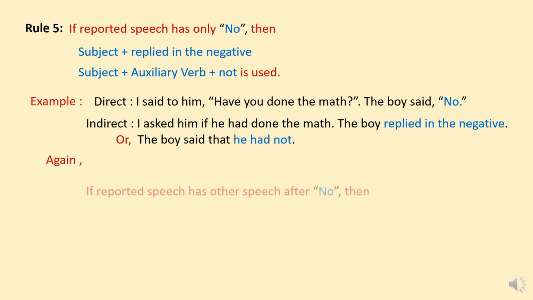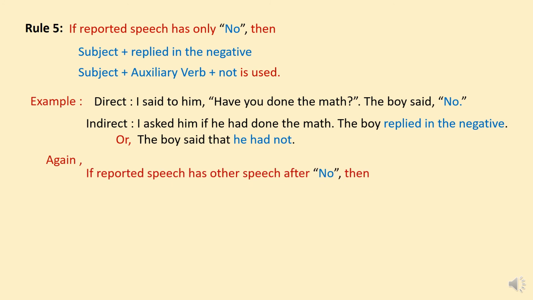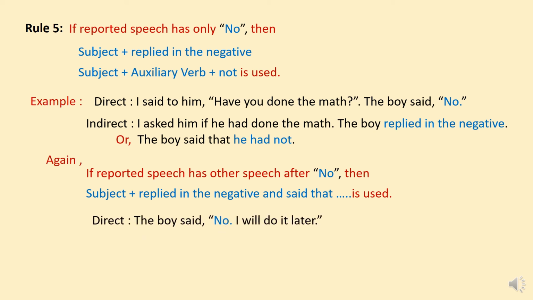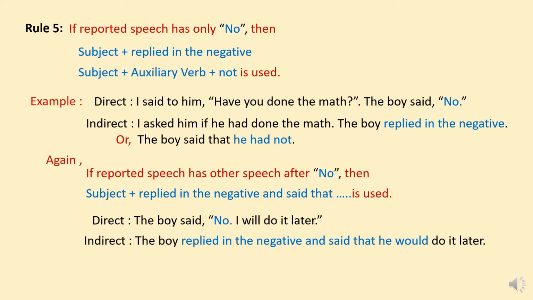Again, if reported speech has other speech after no, then subject plus replied in the negative and said that, plus the rest of the part, is used. For example, direct: the boy said, "No, I will do it later." Indirect: the boy replied in the negative and said that he would do it later.